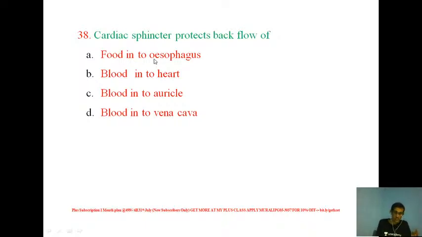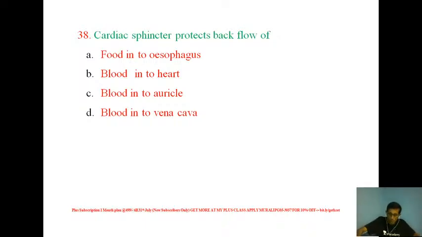That is one sphincter. Another sphincter is the pyloric sphincter. Another sphincter is the anal sphincter. So there are 3 to 4 different types of sphincters. Like that, in the heart we can observe the tricuspid valve and bicuspid valve, isn't it? Like that here. So the answer for 38, A is the right answer. Food into esophagus.